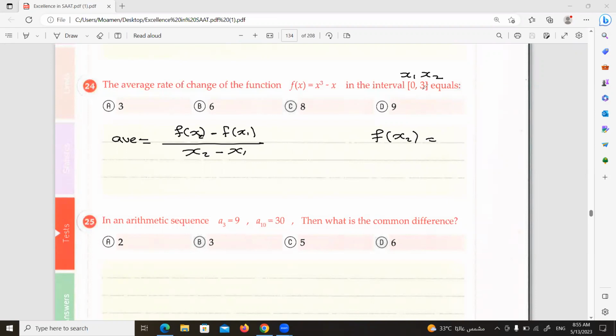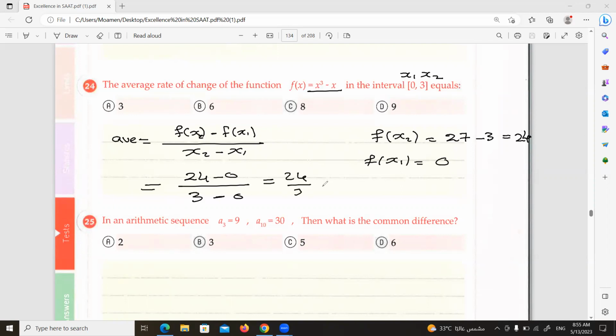So I substitute first by 3. 3 to the power 3 equals 27, minus 3, so it will be 24. And then f of x1, substitute by 0. It will be 0. So up you will have 24 minus 0. Down, x2 minus x1, which means 3 minus 0. So it's 24 over 3, which equals 8. So the average rate of change in this interval will be 8.